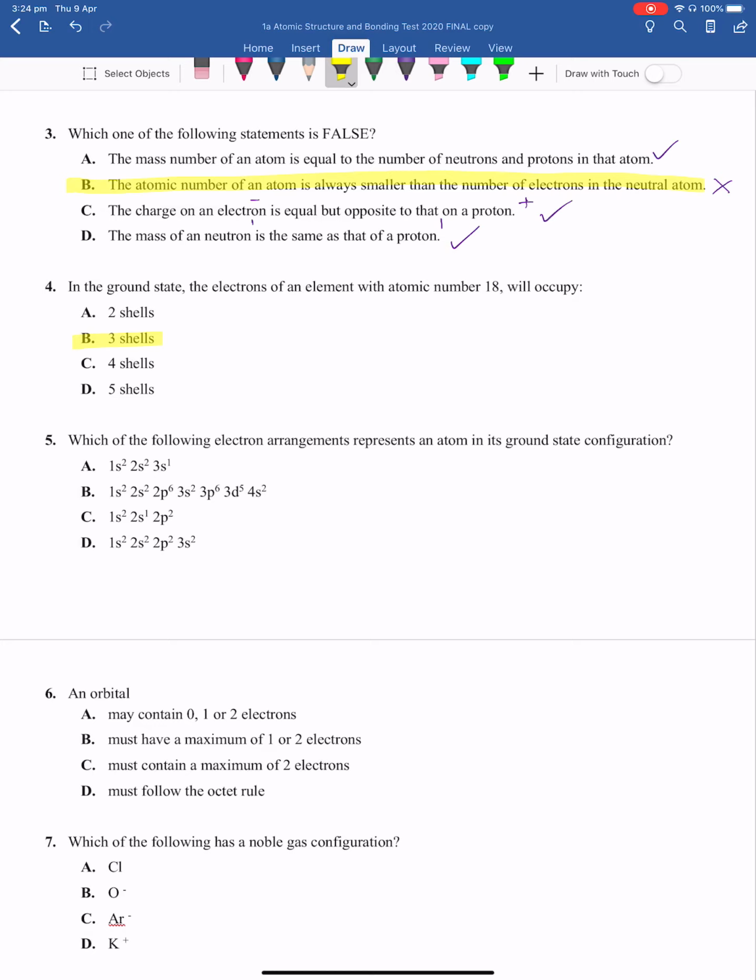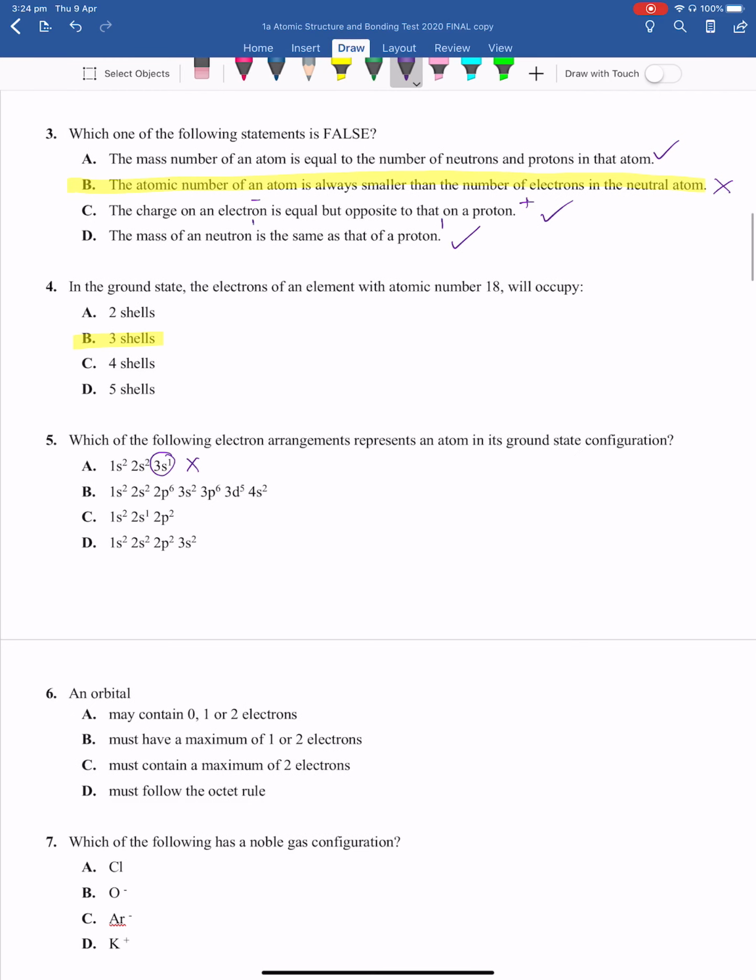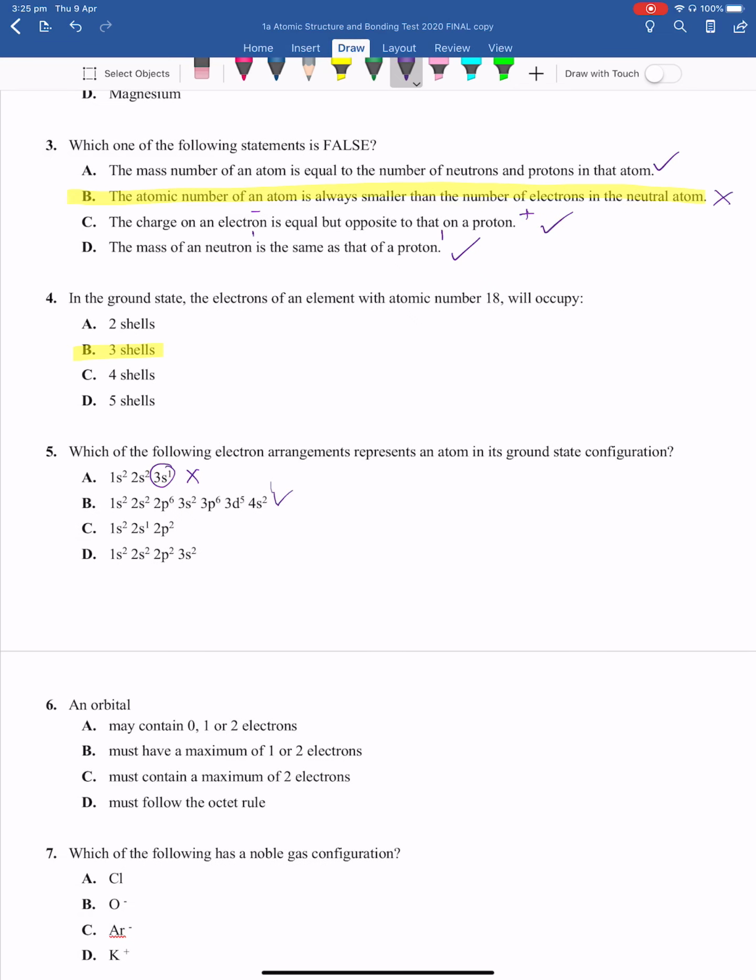and it's got 3 shells because it's in period 3. So question number 5, which one represents an atom in its ground state? So this one here doesn't, because it should have a 2p shell before it goes to 3s, so that means it doesn't. This second one here, we've gone 1s, 2s, 2p, 3s, 3p, 3d, 4s. That one is fine at the moment, so we'll just tick that through.